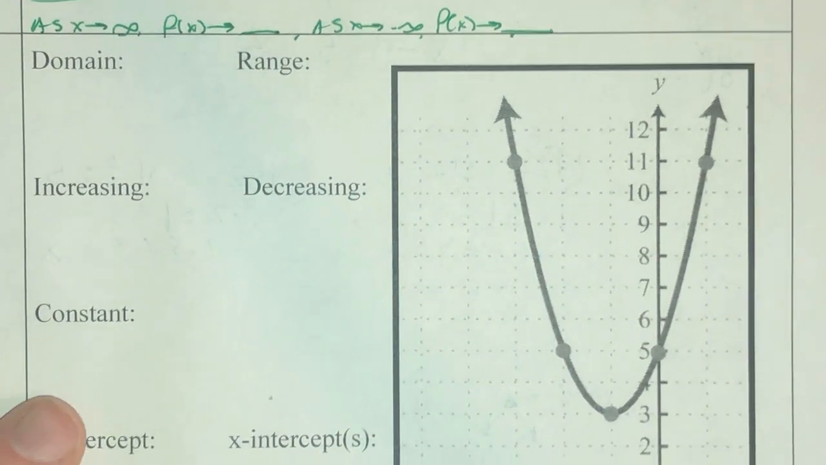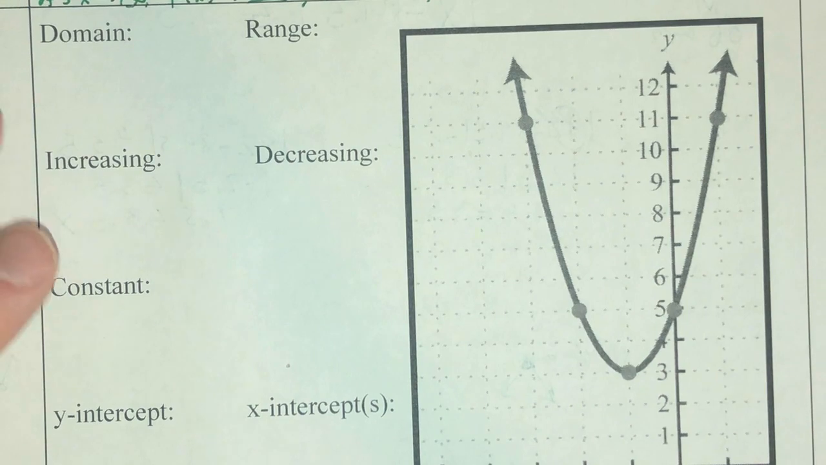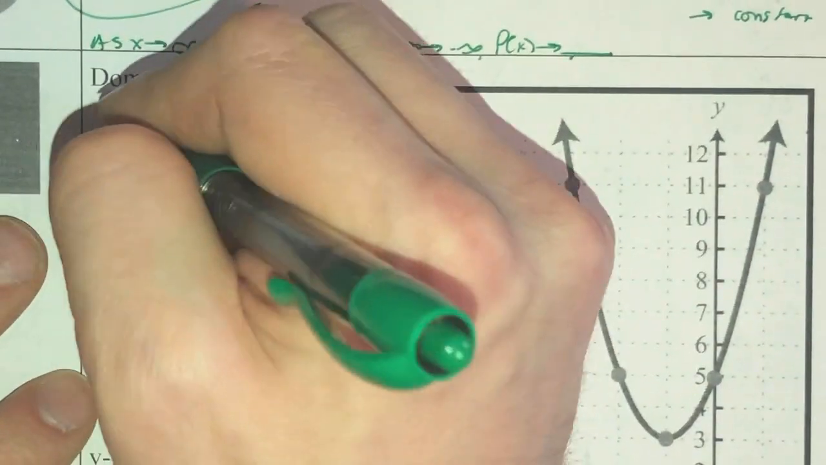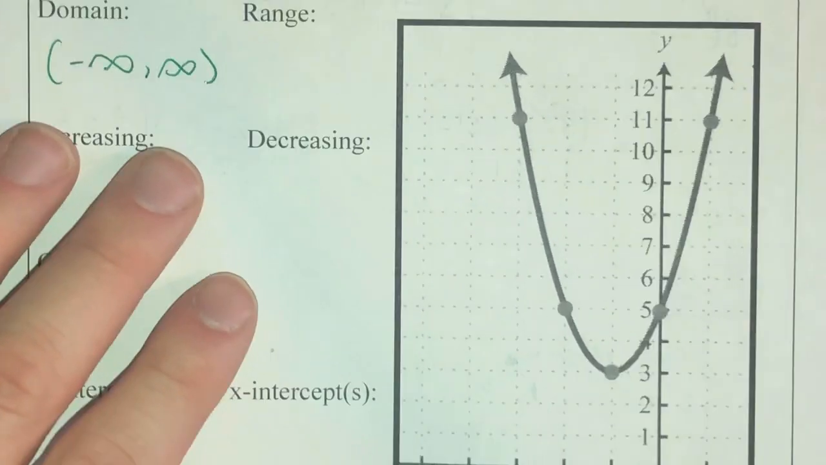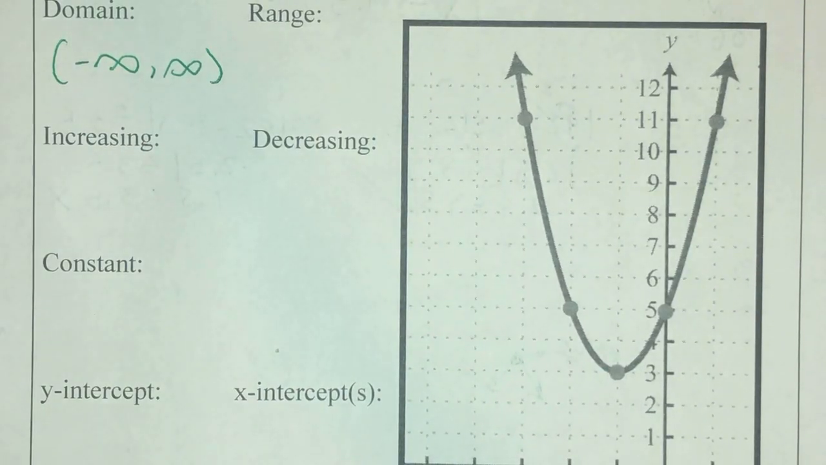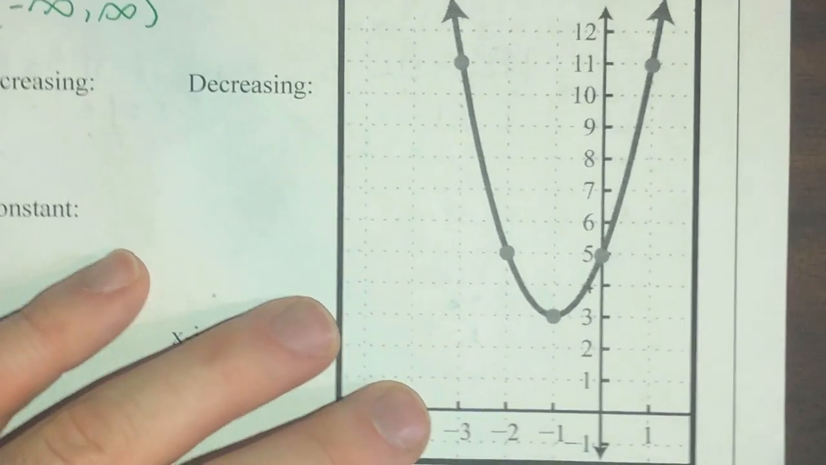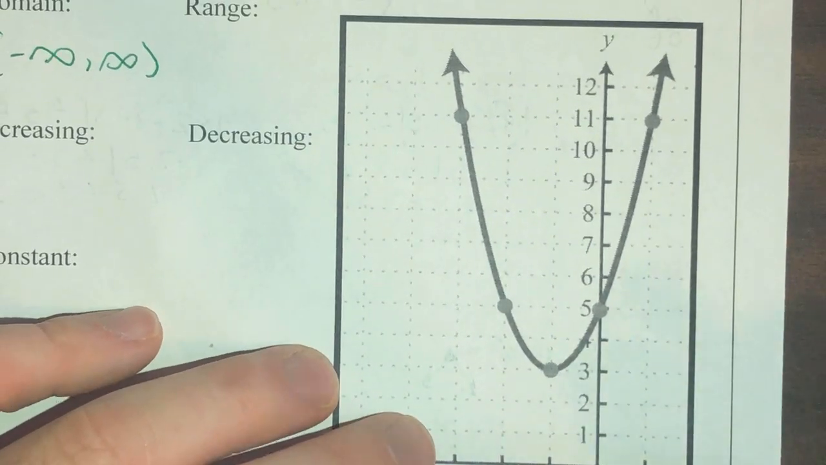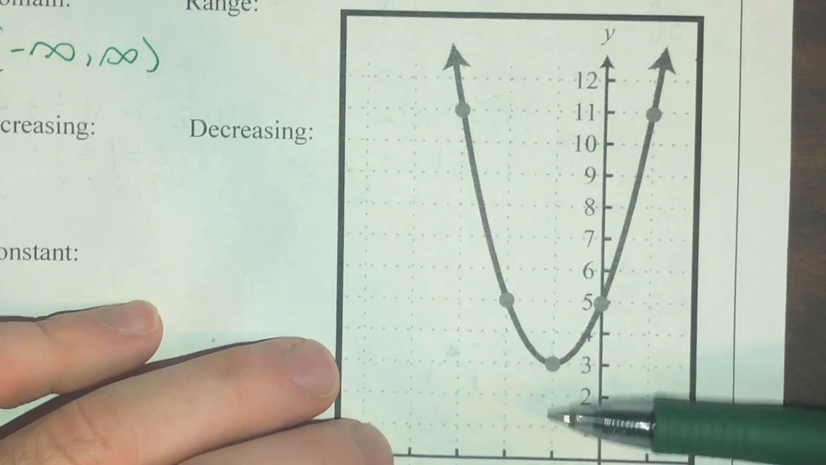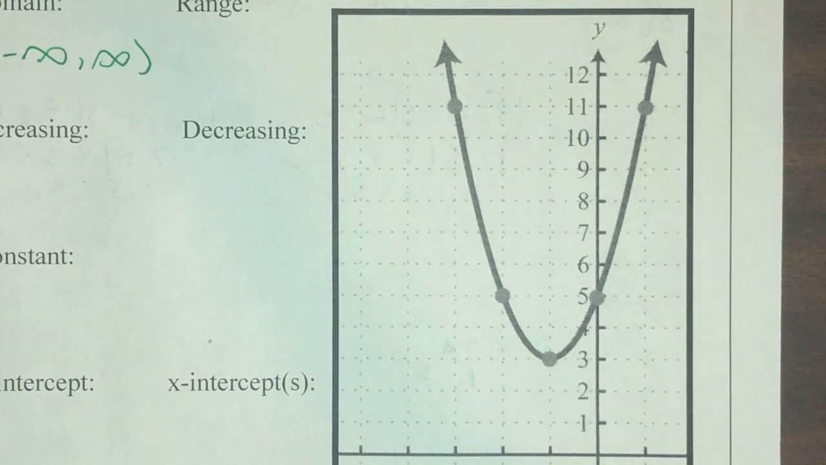Let's start with this parabola here. So the domain of the parabola is negative infinity to infinity. Every single x can go in. Remember, this year, that's almost always going to be the case. Next year, we'll start with more limited domains. The range. What's the lowest value y can be, and what's the highest?